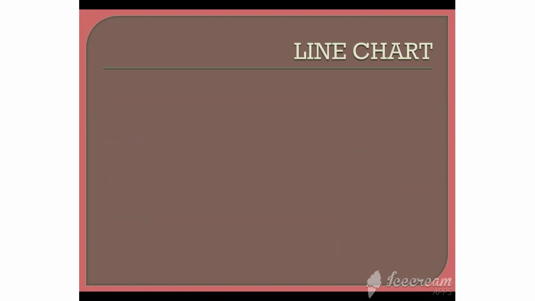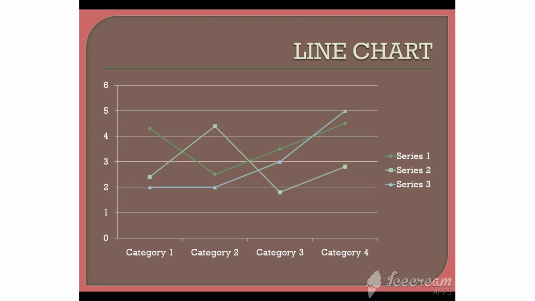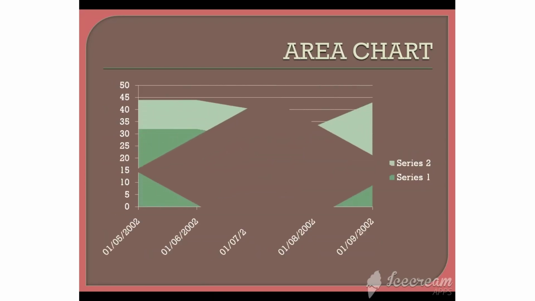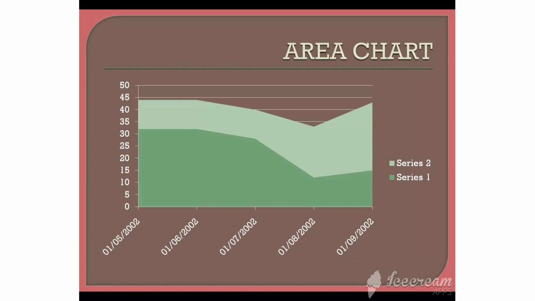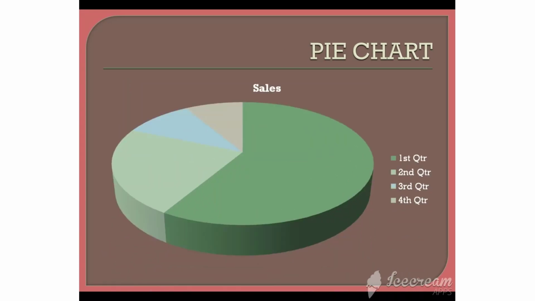Next we have the line chart. A line chart can display continuous data over a period of time, set against a common scale, and is ideal for showing trends in data at equal intervals. An area chart displays the magnitude of change over time. A pie chart helps you to display the contribution of each value to a total value.